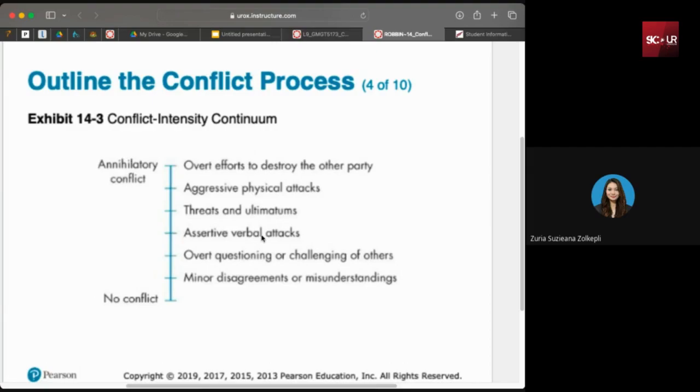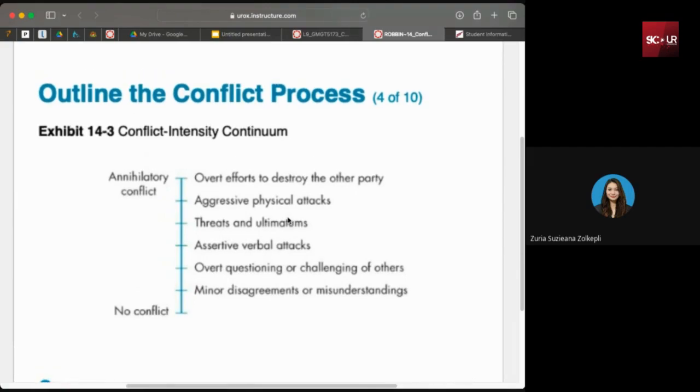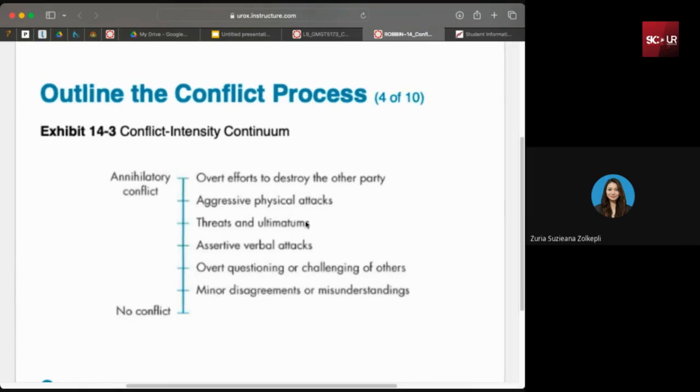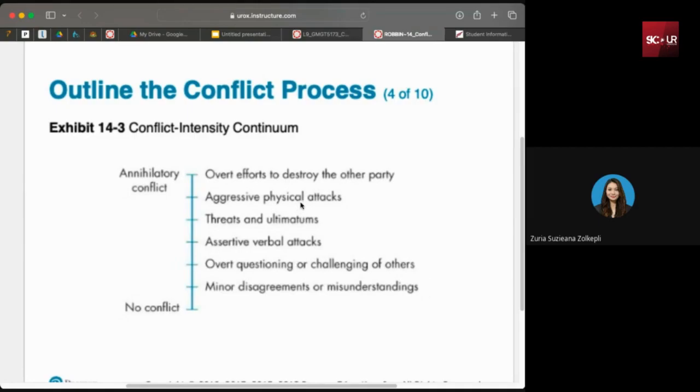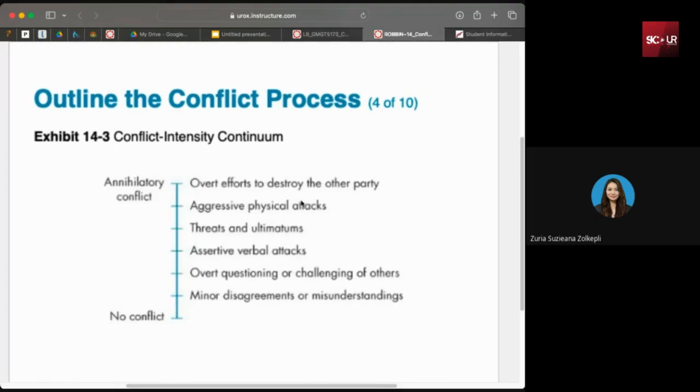Because of verbal attacks, and then we have threats and ultimatums. Okay, if you do this, then you lose your job. Say it because I said so. You have threats, ultimatums, and so on. And if it involves physical attacks, this is already illegal. It becomes illegal, and then it should be reported to solve this conflict.